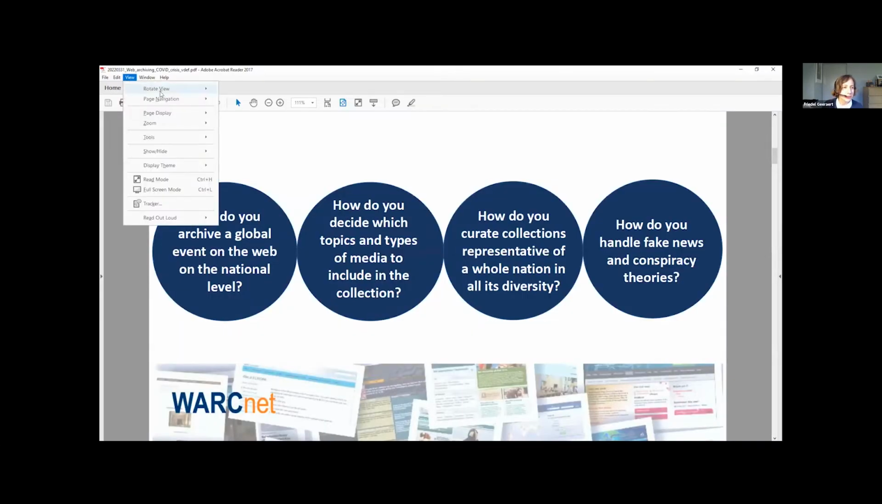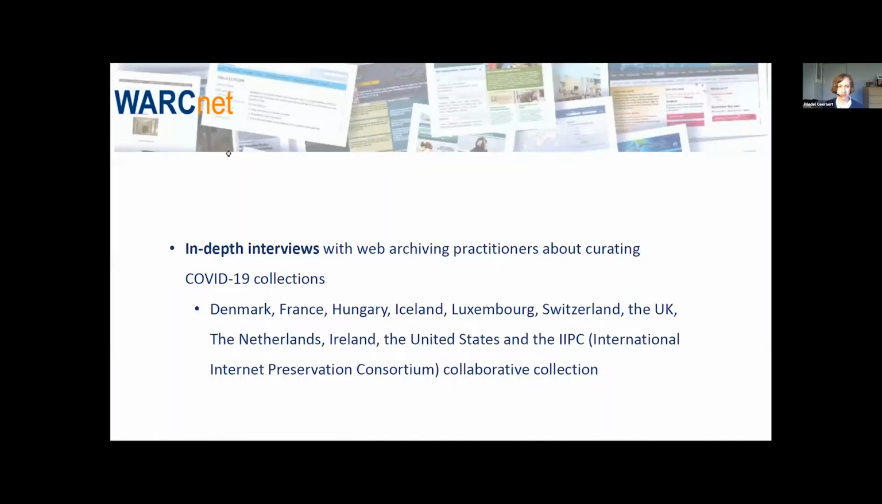Unfortunately, I have a little hiccup because we tested it and now I can't see the PDF as a window. Oh, there we go. Okay. Sorry about that. View and then full screen mode. So let me go back.